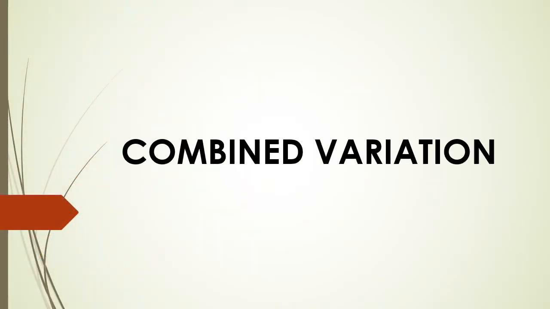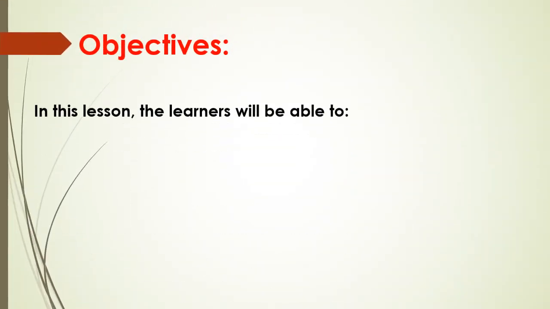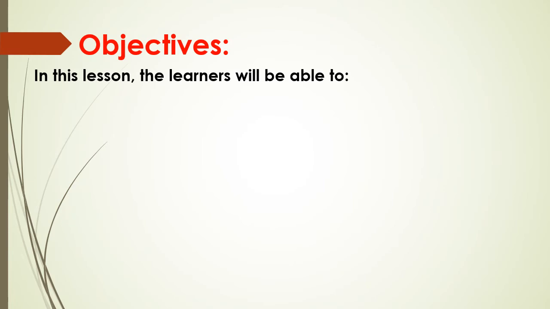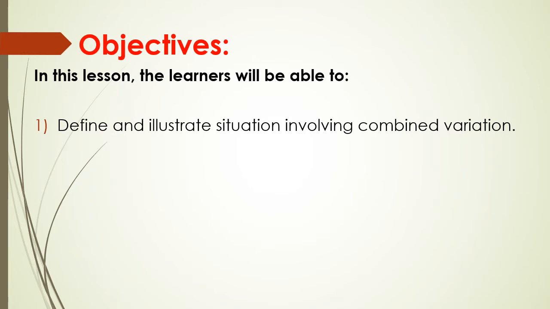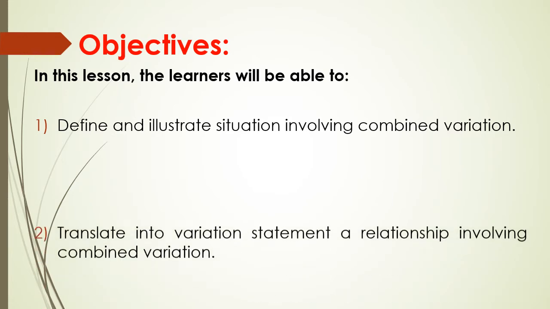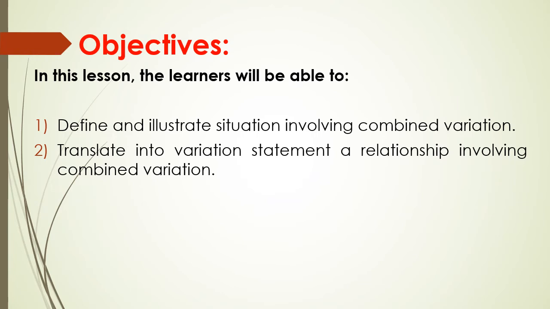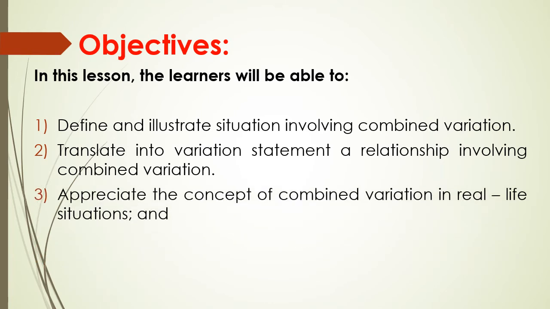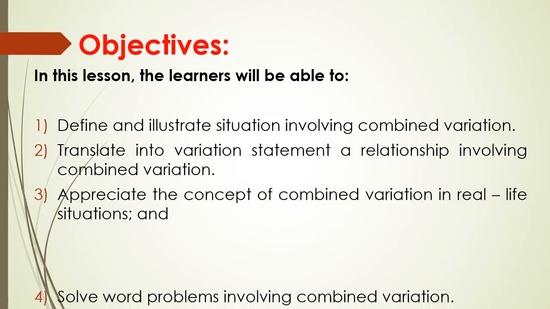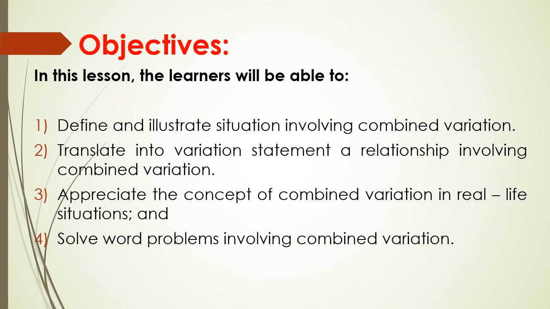So, the last kind of variation would be combined variation. For the objectives in this lesson, the learner will be able to: number 1, define and illustrate situation involving combined variation. Number 2, translate into variation statement a relationship involving combined variation. Number 3, appreciate the concept of combined variation in real-life situation. And last, solve for word problems involving combined variations.